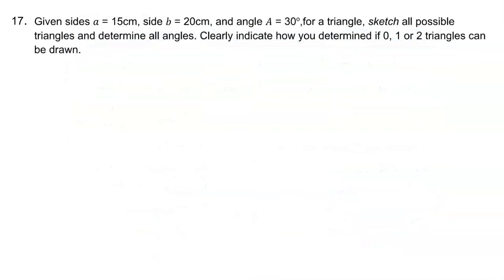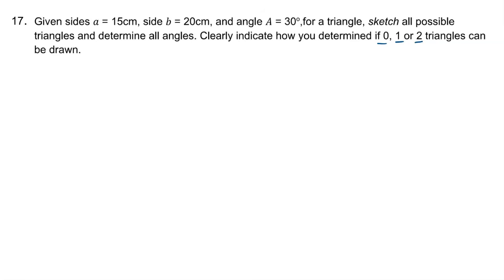This question says, given sides A equals 15, side B equals 20, and angle A equals 30, for a triangle, sketch all possible triangles and determine all angles. And we're then to clearly indicate how you determined if 0, 1, or 2 triangles can be drawn. Now this is about the ambiguous case of the sine law. What that means is it's the unclear case. It could be 0, 1, or 2 triangles. So how do we know?